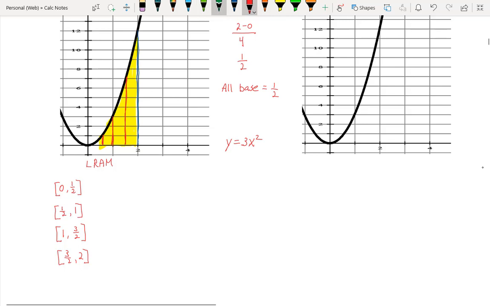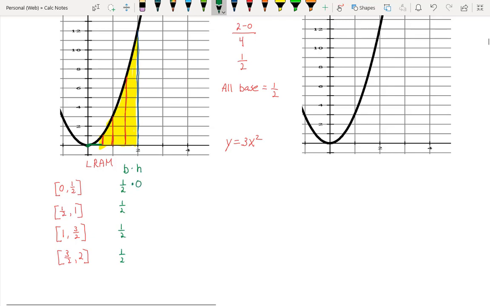LRAM means that we're going to use the point from the left side of the interval. So think about this first one here. If I look at the base, again, this is base times height. If I use this left-hand point and try to draw a rectangle there, it looks like that. It's got a base, but it has no height, because my point is down here at 0. The bases are all going to be a half, but that very first rectangle, because I'm using the left-hand point for approximation, has no height.